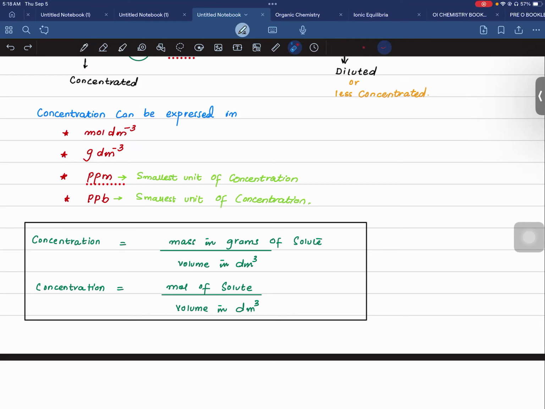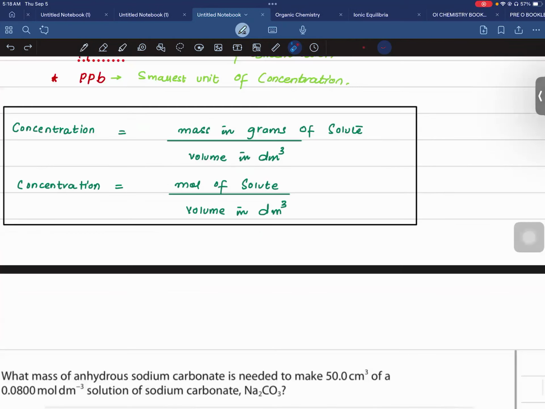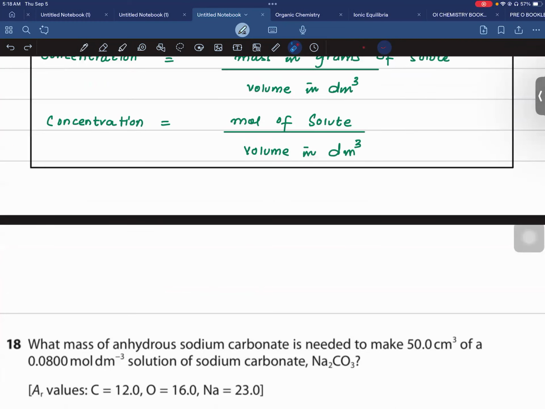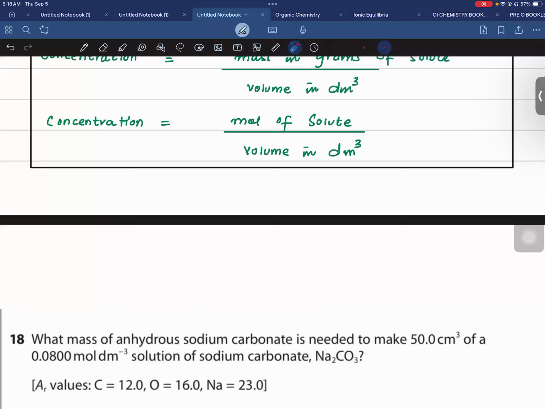And then let's suppose we have this question. Can you solve this? Then I would be telling you how you are going to solve this question. What mass of anhydrous sodium carbonate, formula given to you, is needed to make 50 cm cube of 0.08 mole per decimeter cube solution of sodium carbonate? You have to find out the mass of sodium carbonate needed to make 50 cm cube of 0.08 mole per dm cube solution. Yes, I'm giving you only 1 minute.